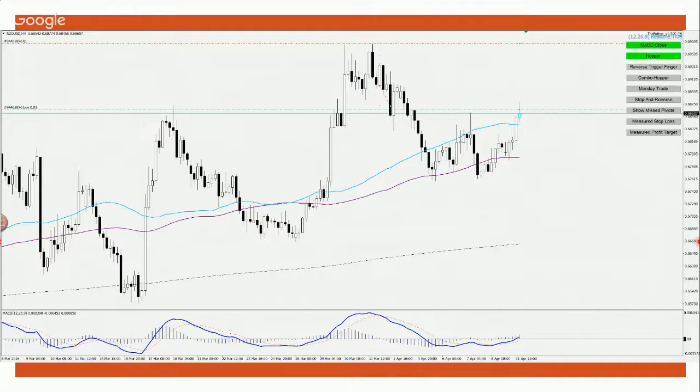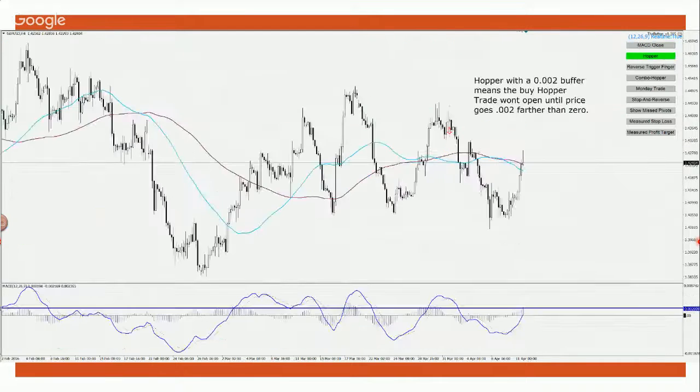So when you're ready for the program to take over, you can click a button and it will take over watching that for you. Here was a hopper with a 0.002 buffer, which means that the buy hopper trade won't open until we get 0.002 farther away from zero. So I drew a line there so you could see what that looks like.